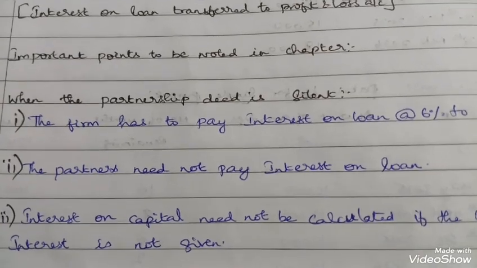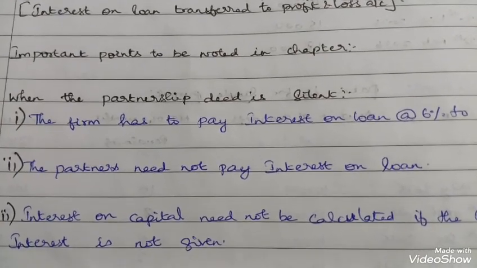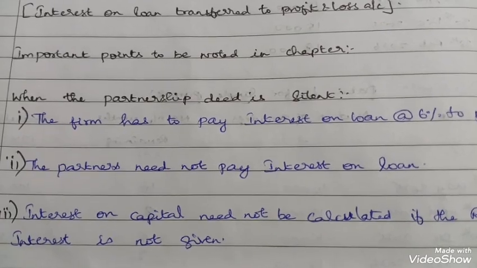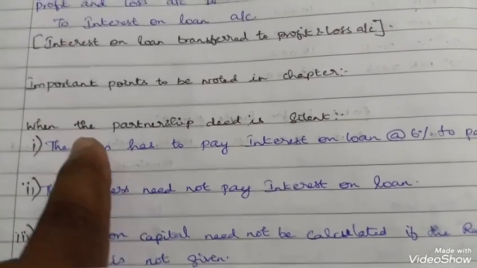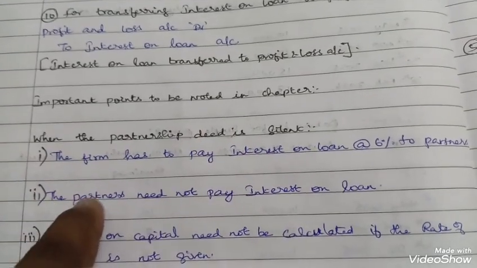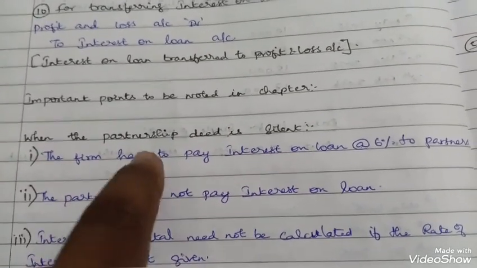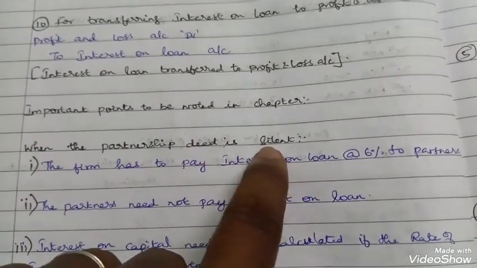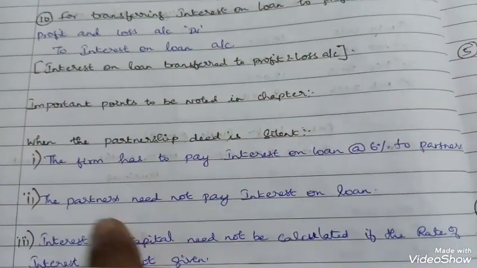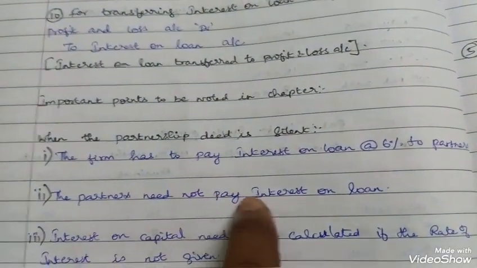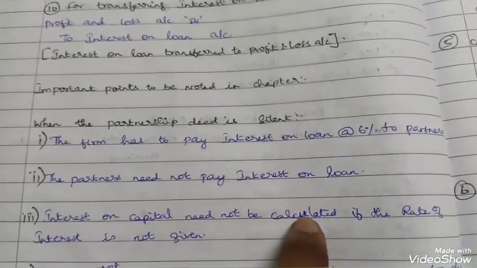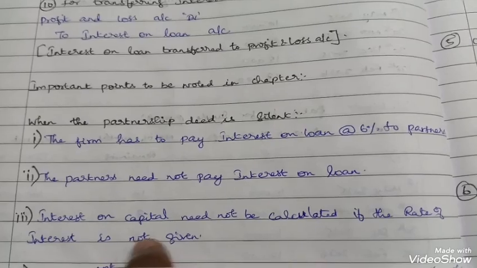Then, if the partnership deed is silent, the partners need not pay any interest on loan to the firm. In this scenario, the partner would have got a loan from the firm, but the partnership deed is silent and it is not saying anything about interest on loan, which means the partner doesn't need to pay any interest on loan. That's all.